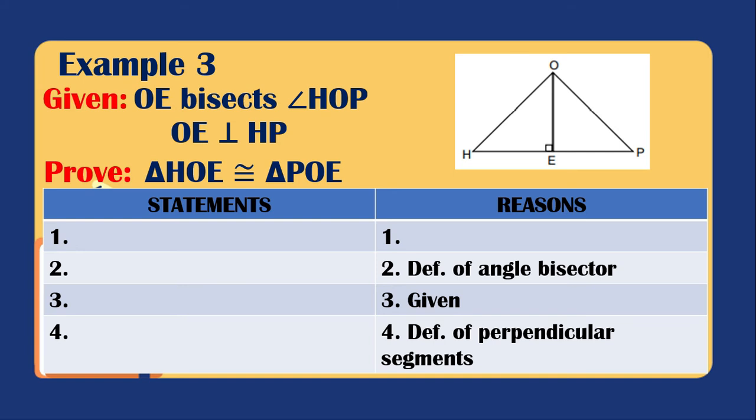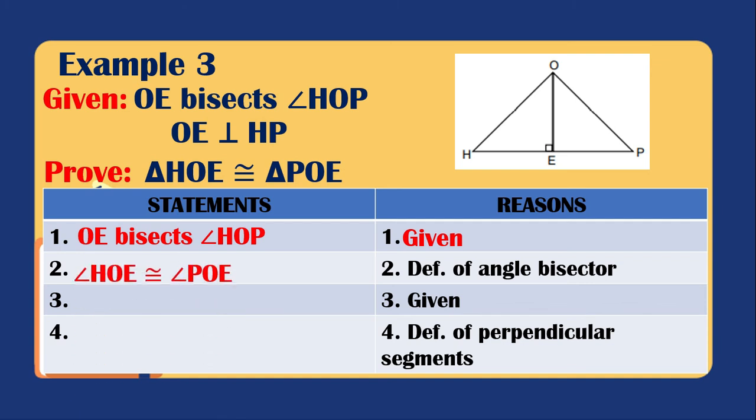For the first statement and first reason, it is blank, but the first statement is always the first given. So you look at the given. What is our first given? We have OE bisects angle HOP, and then the reason will be the word given. For the second reason, we have definition of angle bisector. In statement number 1, it states that OE bisects angle HOP. So it creates two congruent angles. And what are the two congruent angles? We have angle HOE is congruent to angle POE.